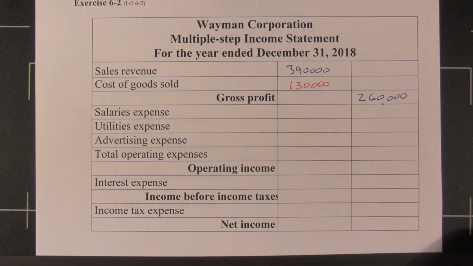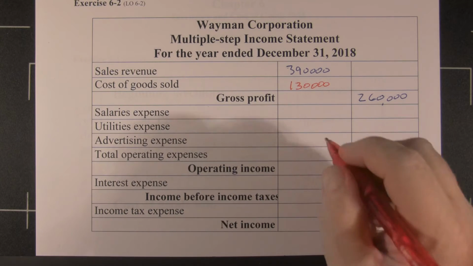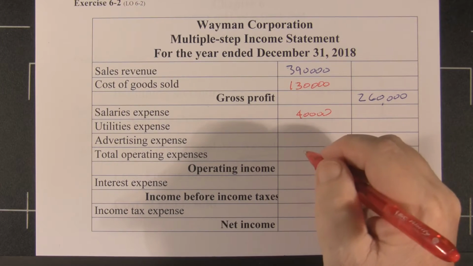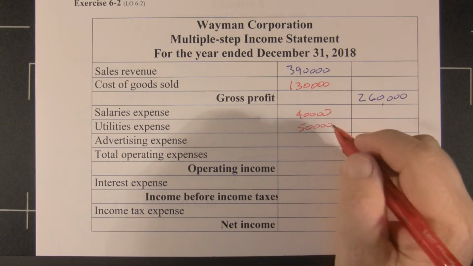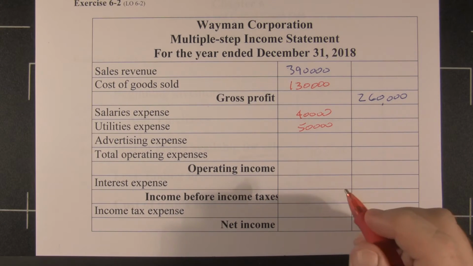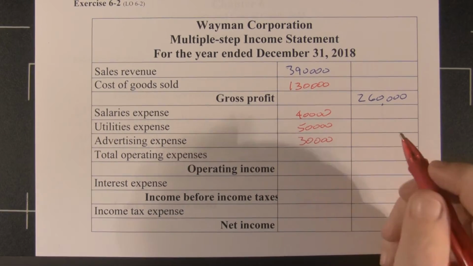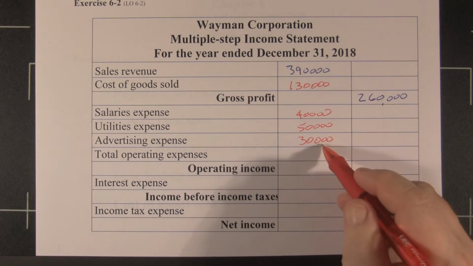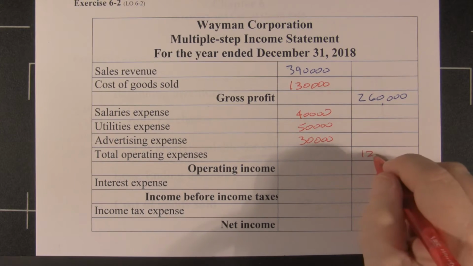$260,000. Now we have our expenses, and these come right from the text. They tell us we have salaries expense of $40,000. We have utilities expense of $50,000. And we have advertising expense of $30,000. You add those up, you come up with 90 and 30, 120, 120,000 is total operating expenses.